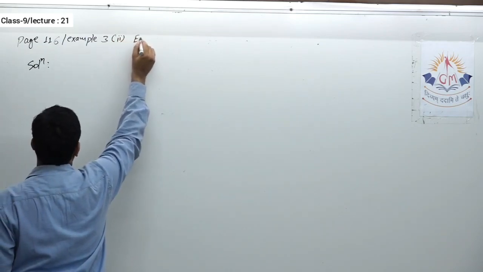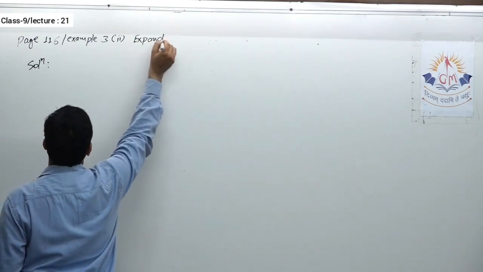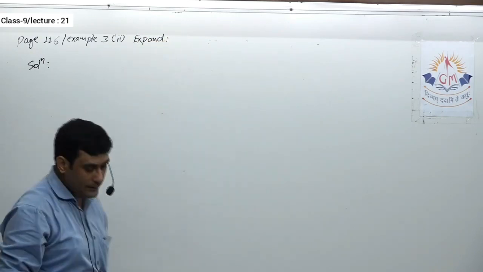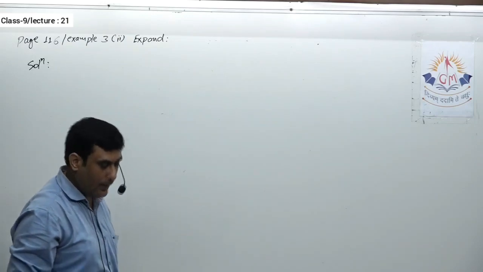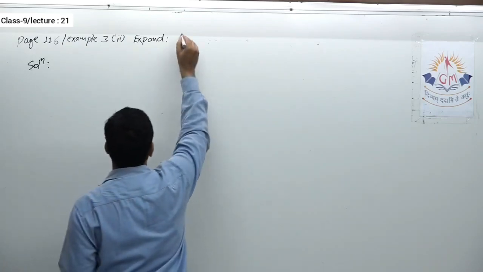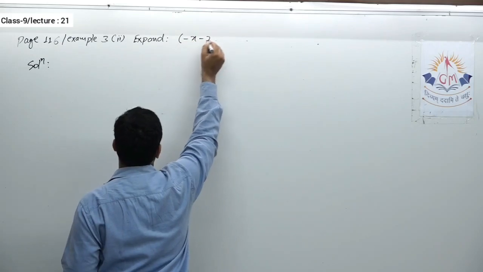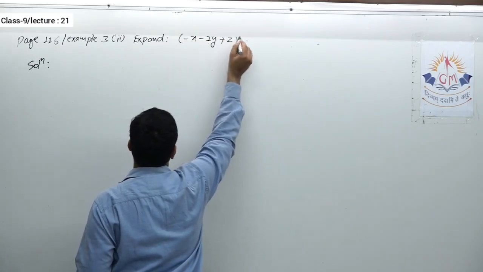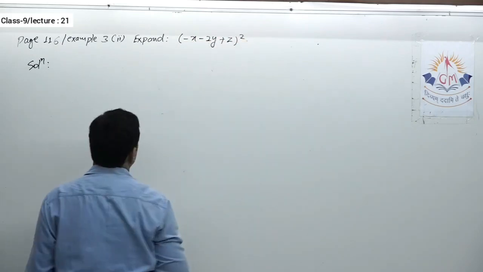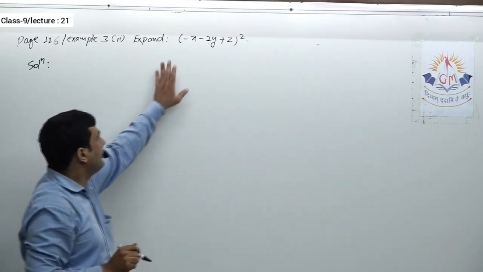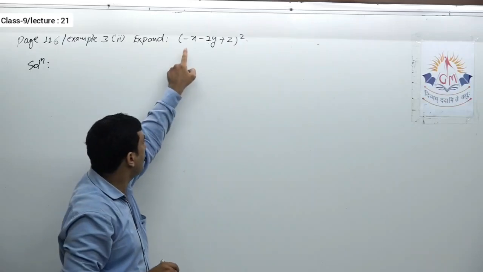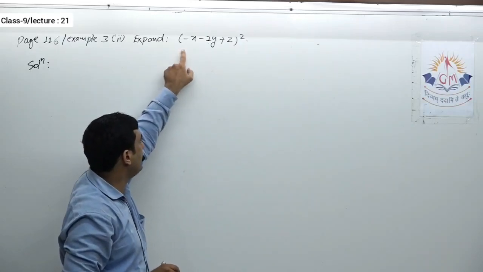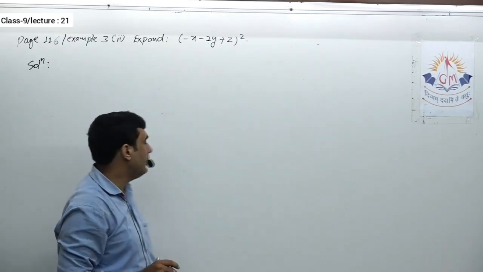The question is expand. That means simply you have to apply the identity. What you have to expand? (−x − 2y + z) whole square. That you have to expand. So it is very easy. Simply you have to apply the identity of (a + b + c) whole square by keeping this thing in your mind, that the first two terms are negative.